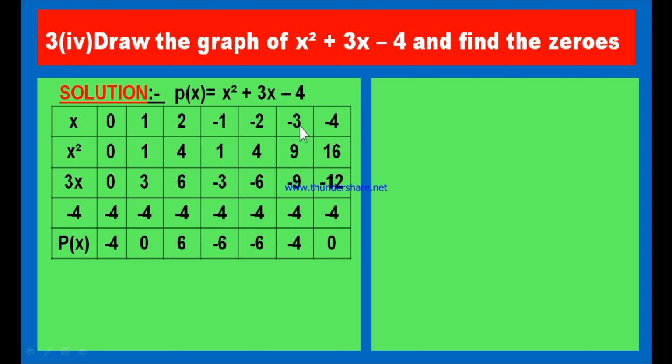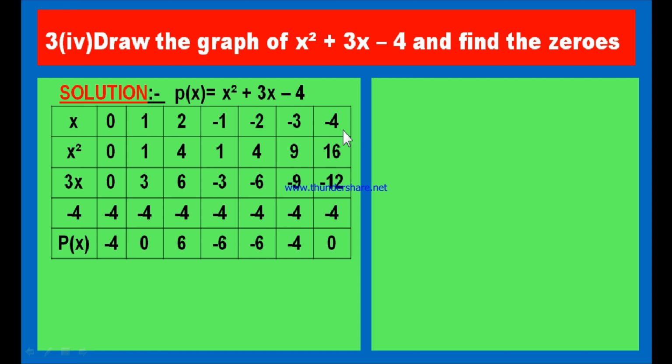Now, consider x is equal to minus 3. If x is minus 3, x square means minus 3 whole square, which is plus 9. 3x means 3 into minus 3 is minus 9, and this is minus 4. Plus 9 minus 9 get cancelled and you have the y value minus 4. Therefore, the point on the graph is minus 3, minus 4.